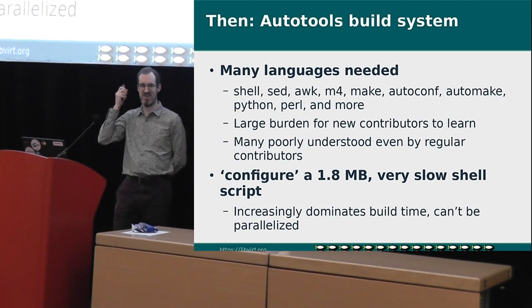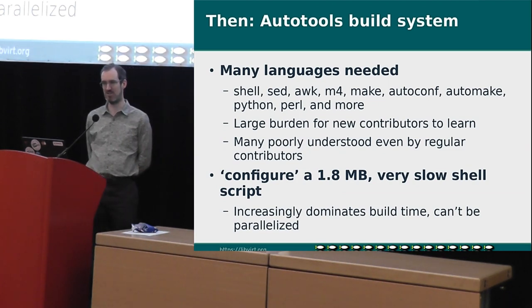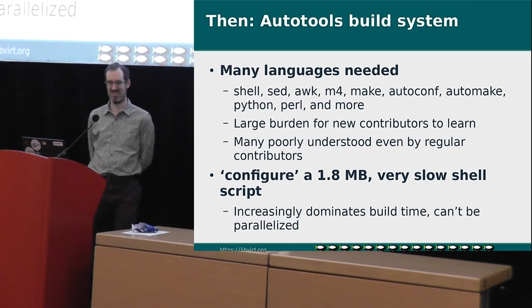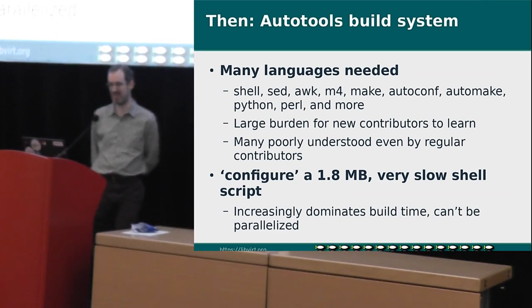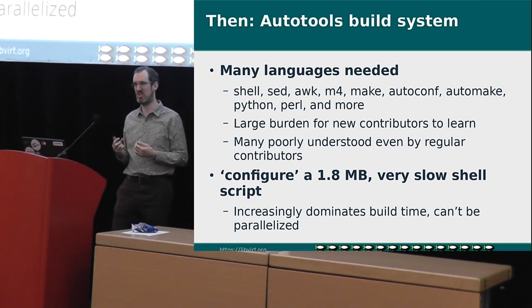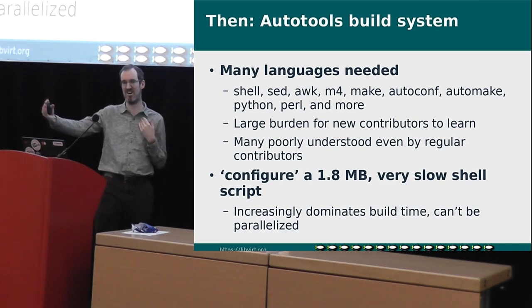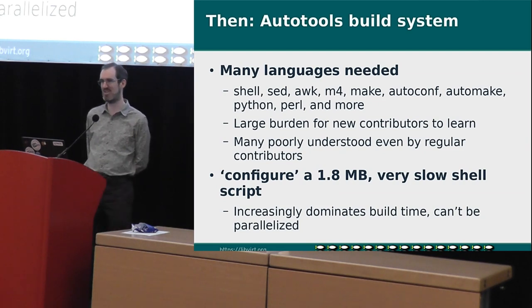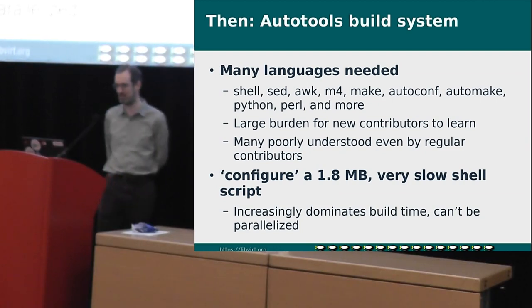The configure script that you get from AutoTools for Libvirt currently clocks in at almost 2 megabytes in size of shell script that is really quite horrific. It increasingly dominates the compile time because it's all serialized, whereas the rest of the build is parallelized. So with high core counts, this is a big problem.